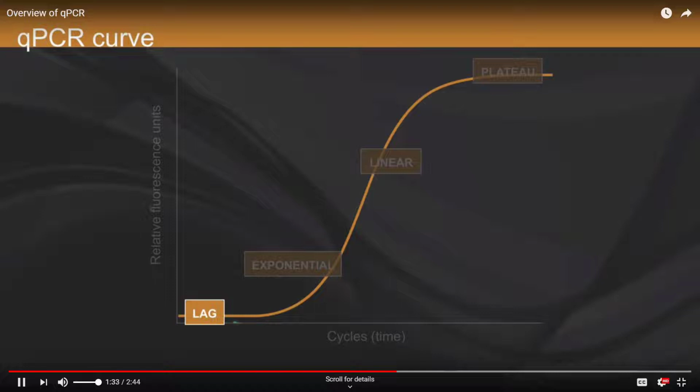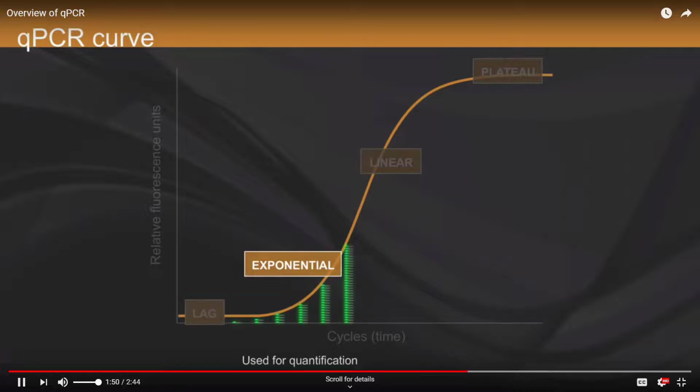During the lag phase, amplification occurs, but the signal is not strong enough to be detected above background. The exponential phase is used for quantification because it produces a fluorescent signal measurable over background and contains an abundance of reaction components, permitting a detectable doubling event at every PCR cycle.